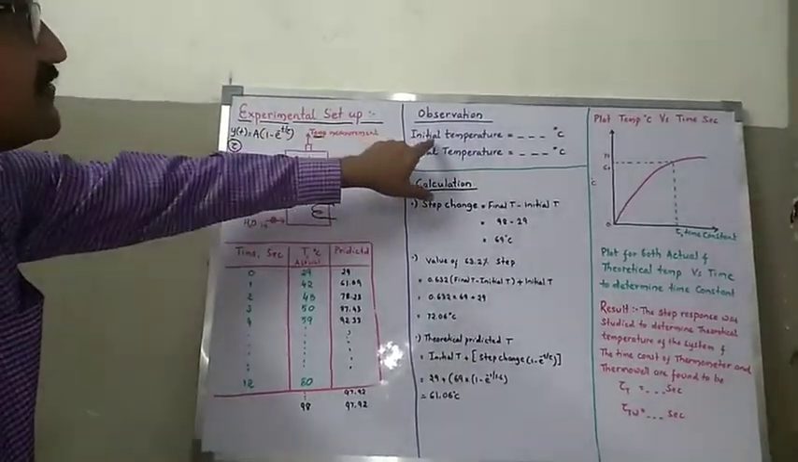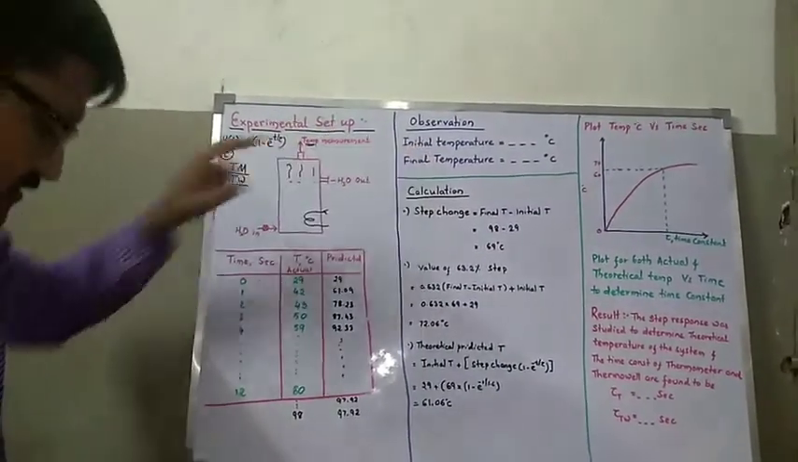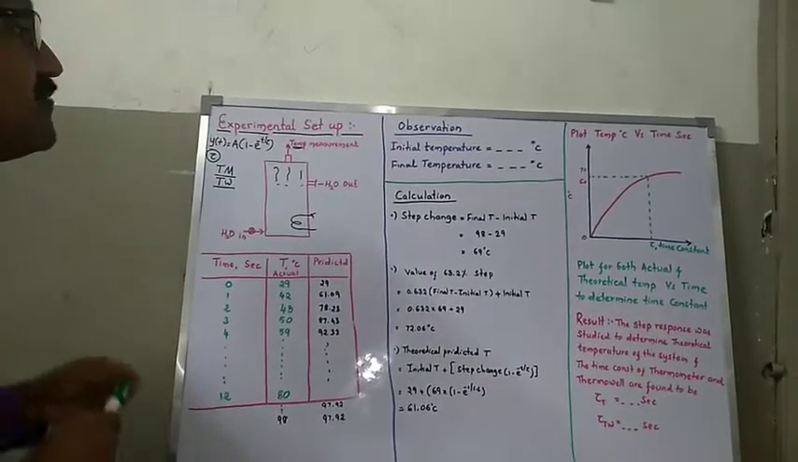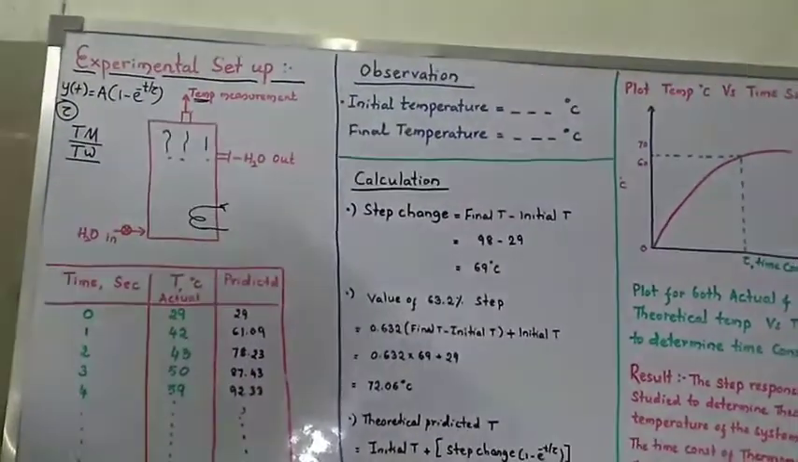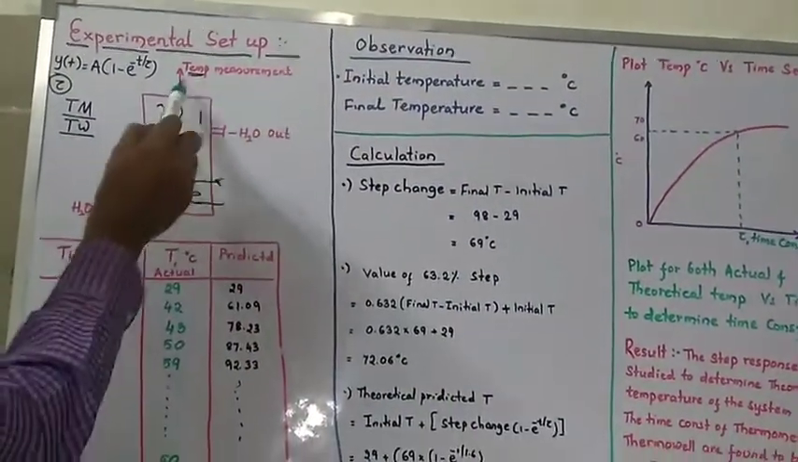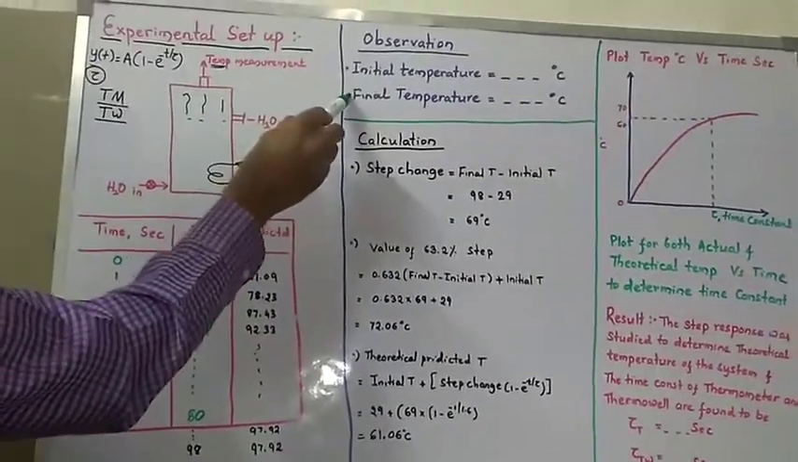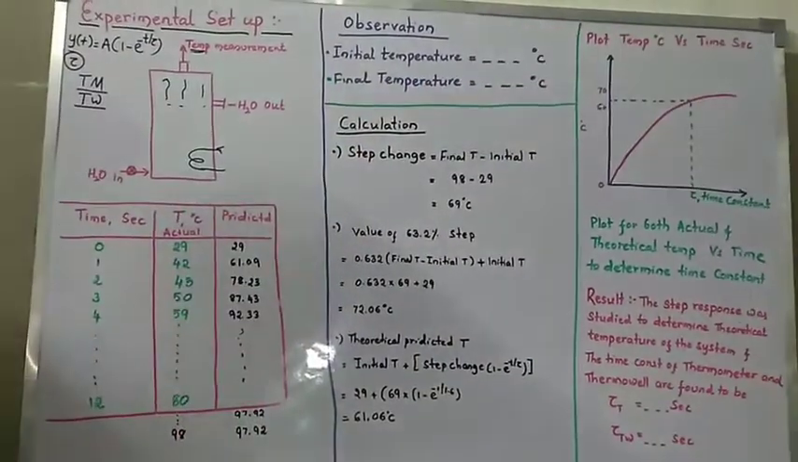Before the start of the experiment, you take your thermometer and keep it in cold water. Cold water means tap water. Take tap water and note down the initial temperature. Final temperature means once it boils, and after the experiment you see the last value of the temperature, that is the final temperature. These are the observations we have to make.